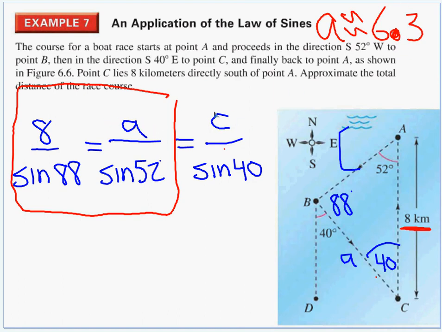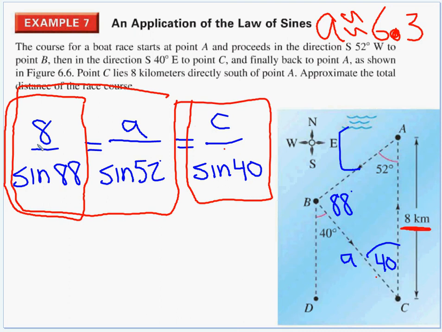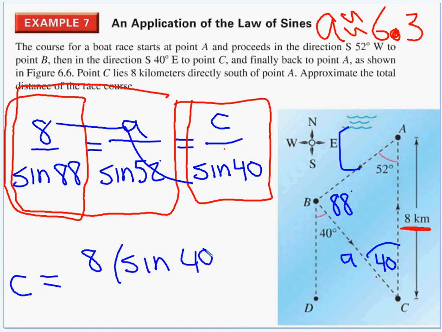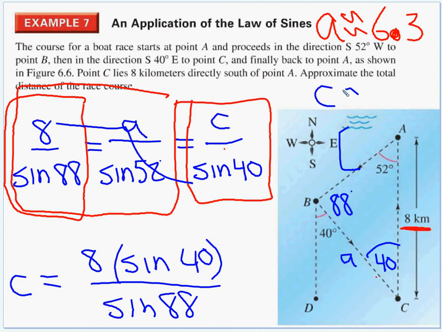So to solve for C here, I would cross multiply this one, 8 over the sine of 88, with this one here. Try to use the given information as much as possible, because when you introduce rounding, it does introduce error to the problem. So to get C by itself, we're going to multiply on this diagonal, 8 times sine of 40, and we're going to divide that by the sine of 88. We push those buttons on the calculator, and we get C is approximately 5.2 kilometers.